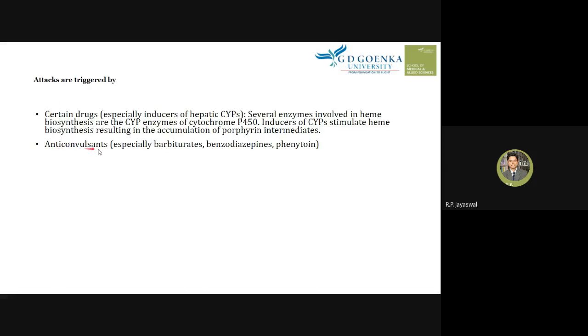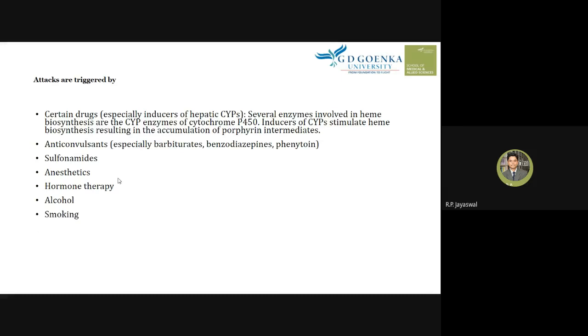Similarly, anticonvulsants, especially barbiturates, benzodiazepines, and phenytoin: when the patient takes these, attacks are triggered. Sulfonamides are also drugs that can do this. Anesthetics are another kind of medication. Hormone therapy too. So these are the factors which can trigger attacks.